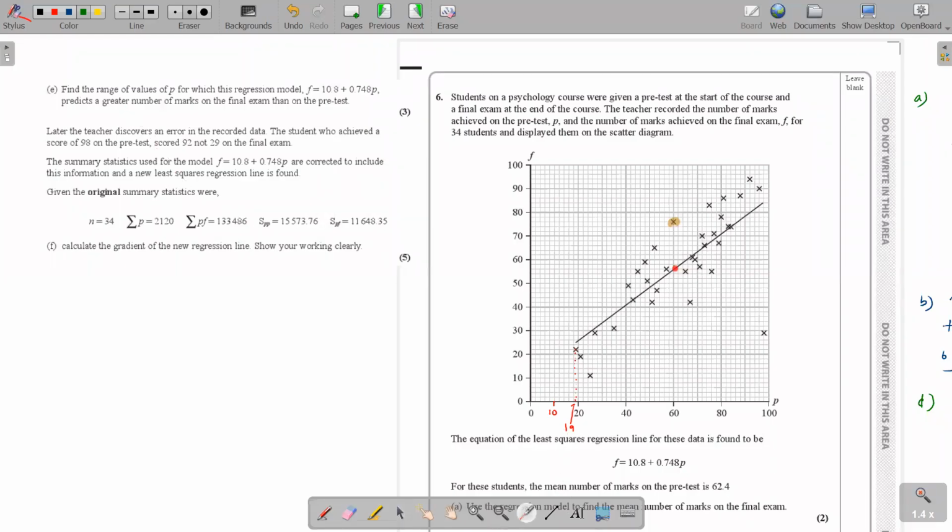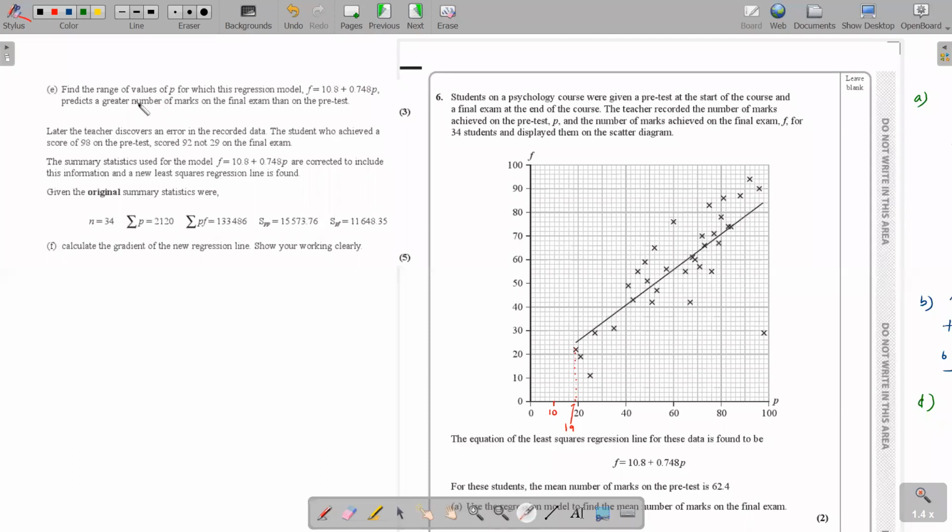Okay, so I took the part E over here because I want to keep looking at my regression line. Okay, look at this. The next one they say, find the range of values of P for which this regression model F equal to 10.8 plus 0.748 P predicts a greater number of marks on the final exam than on the pre-test. Okay, once again what? They are asking you to find the range of values of P, that is the pre-test mark. Range of values of P for which this regression model predicts a greater number of marks on the final exam than on the pre-test. Okay, think about this.